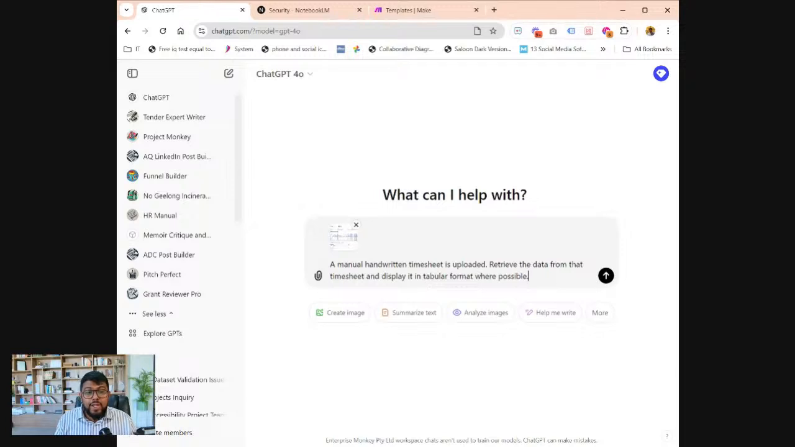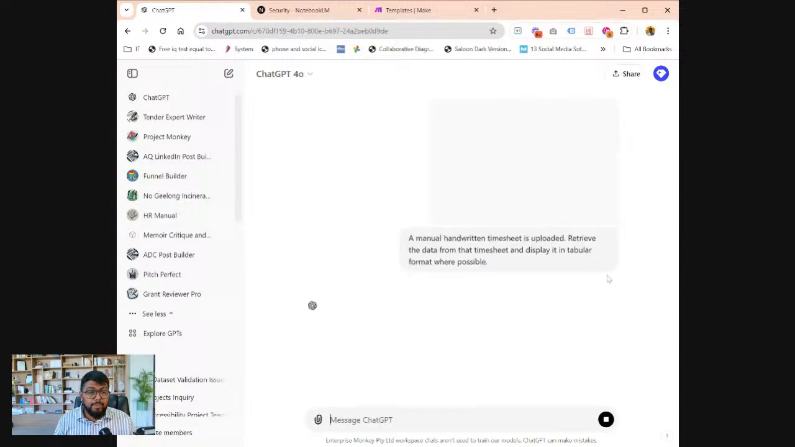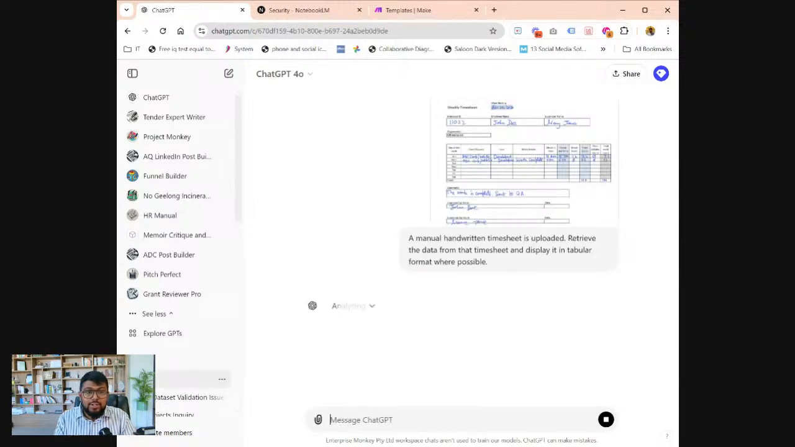So I would say a manual handwritten timesheet is uploaded, retrieve the data from that timesheet and display it in a tabular format where possible. So it's going to look at this image, and if you look, the handwriting is not that great, but with AI, the vision technology is advanced. Most of the time, it's able to accurately interpret this information.